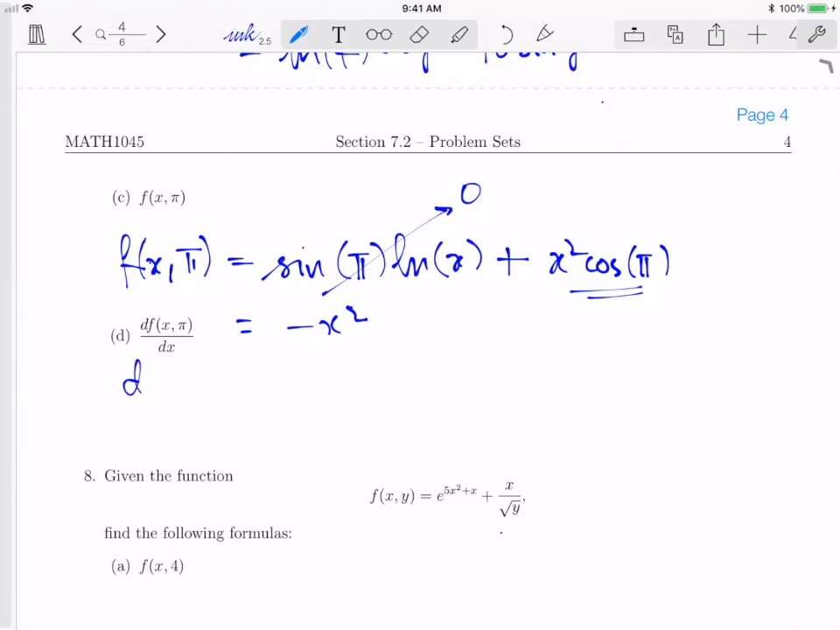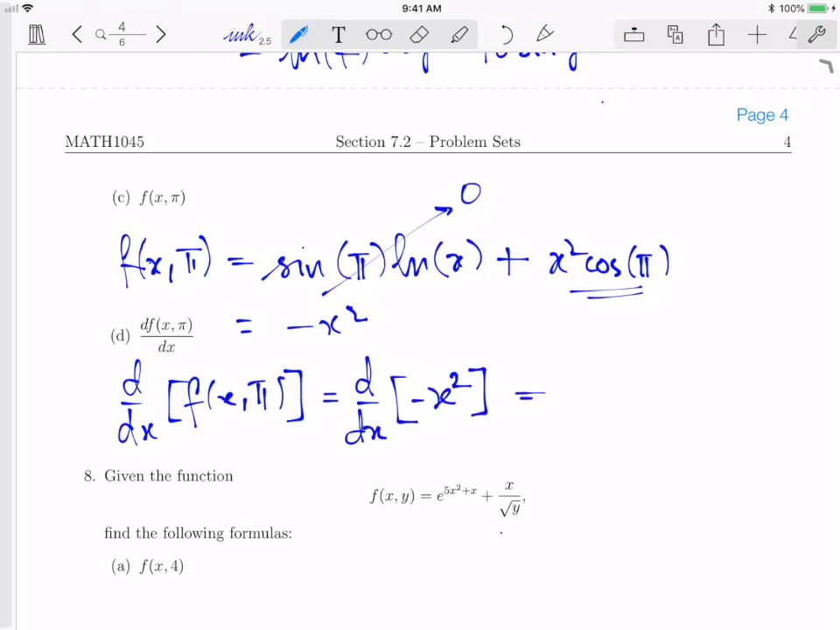In part D, if you take the derivative of f of x, pi, that means you take the derivative of negative x squared. And the derivative of negative x squared becomes negative 2x. Right, that is simple.